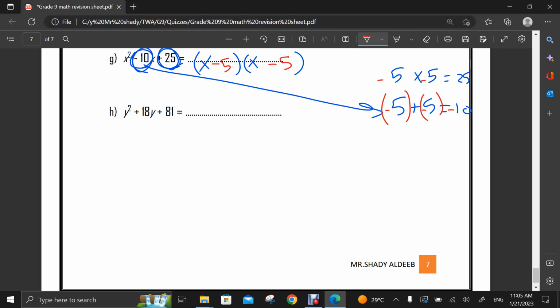Last question that we have here, y squared plus 18y plus 81. So also two brackets, y and y. You are going to search for two numbers. The multiplication of them is positive 81 and the addition is positive 18. It will be positive 9, positive 9.